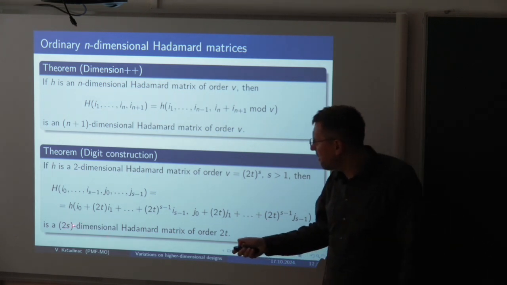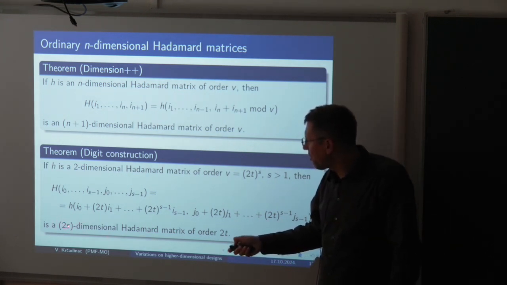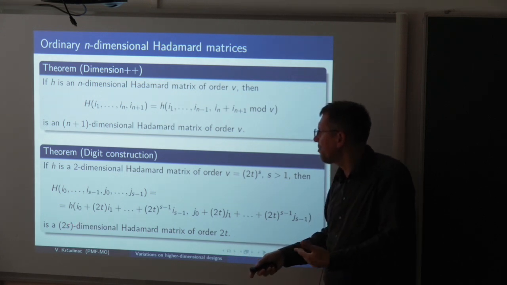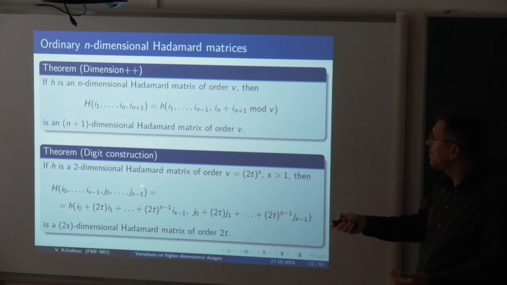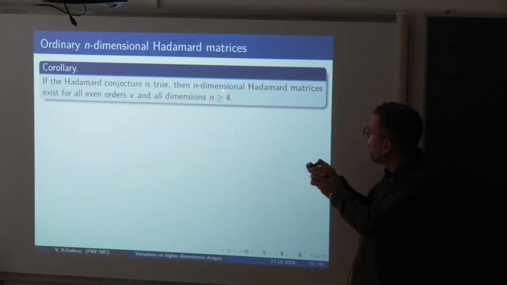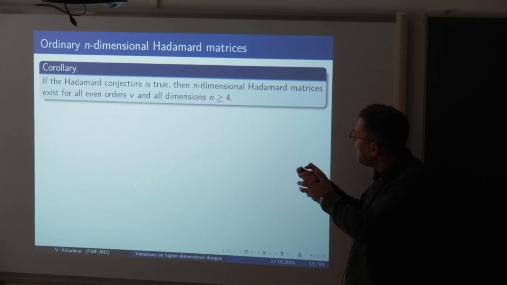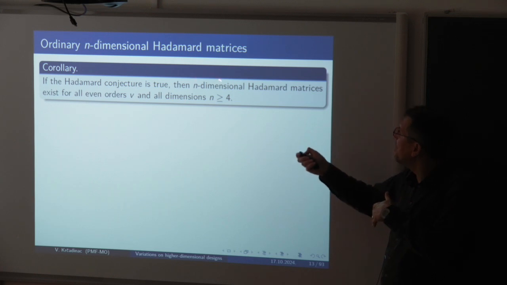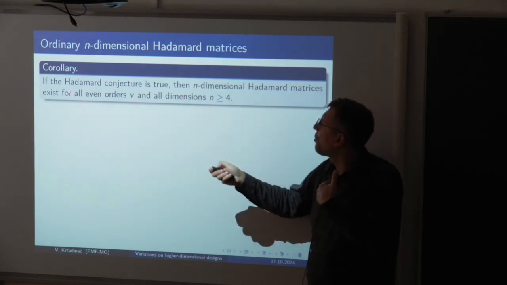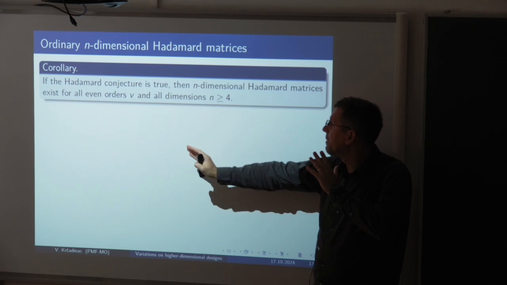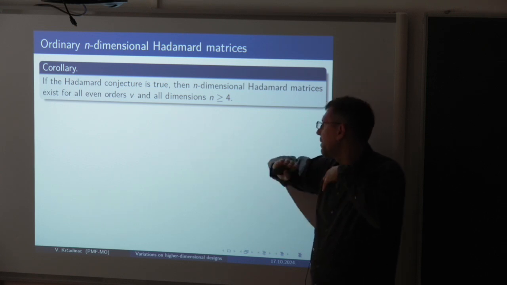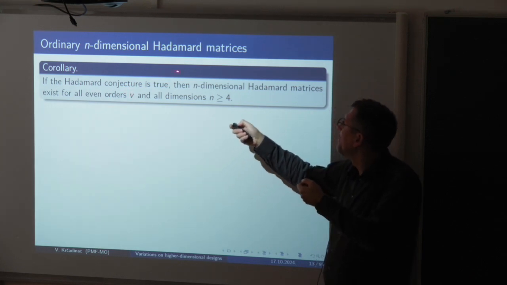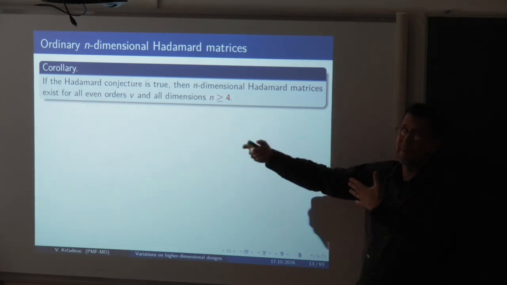The problem, however, is that the dimension is always going to be even, so you're not going to be able to construct examples of dimension 3. As a consequence of these two theorems, from dimension 4 up, if the Hadamard conjecture is true, then these n-dimensional Hadamard matrices actually exist for all even orders. If you have two-dimensional matrices of any order divisible by 4, then you can build all even orders, but just from dimension 4 up.